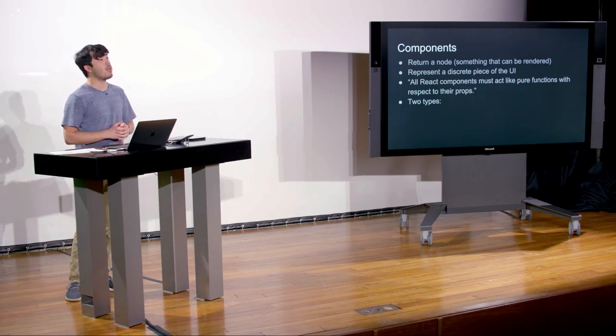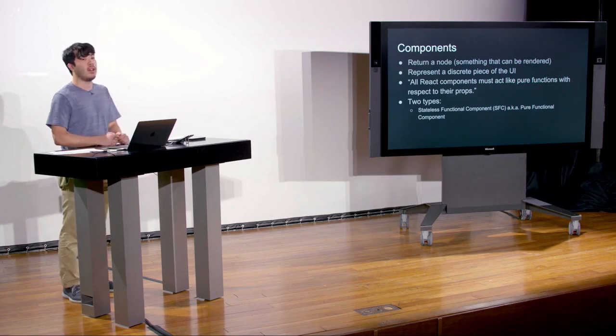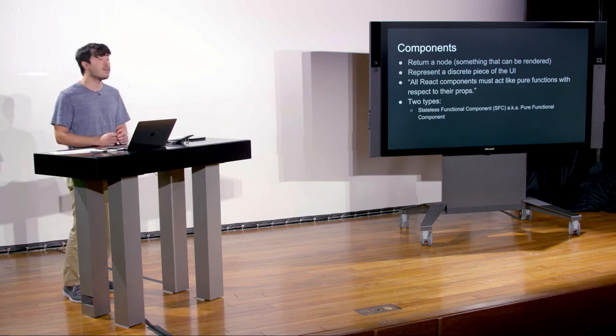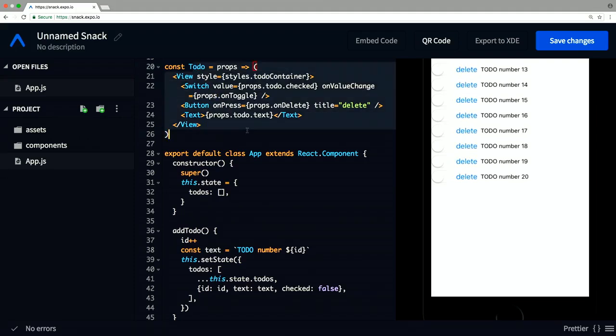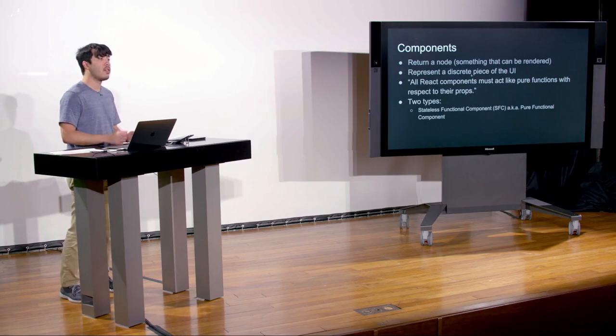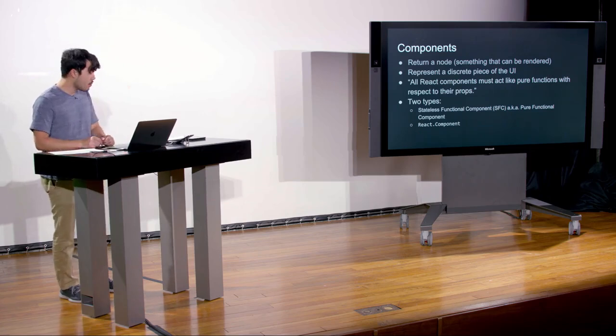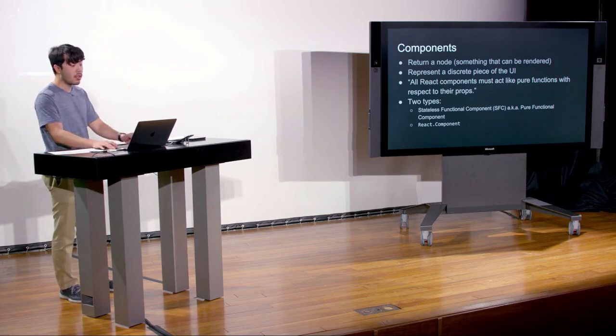There are actually two types of components, and we've actually seen both of them already. So first is this thing called a stateless functional component. You might see it abbreviated as SFC, or if you're reading blog posts online, some people call them pure functional components. And what those are is basically just functions. So something like this to-do that we've created is just a function that takes in props and returns some node. It has no concept of state. And so that's why it's called a stateless functional component. It's just a function with no state. And the second is a React.Component, which we've been extending from, but we haven't really talked about it in depth. And so first, let's talk about stateless functional components.